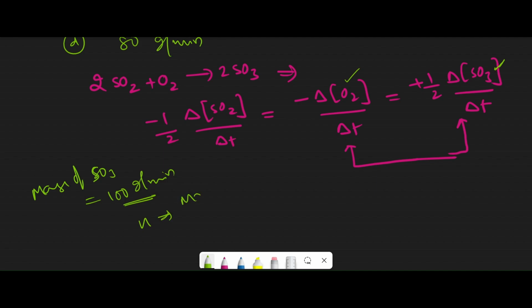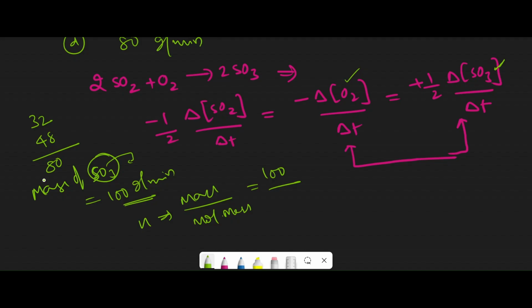Number of moles equals mass by molar mass, right. Here the mass is 100, divided by the molar mass of sulfur trioxide, which we need to calculate. The mass of sulfur is 32 grams and each oxygen is 16 grams. So 3 oxygens: 16 threes are 48, and adding these two we get 80 grams. Therefore the molar mass of sulfur trioxide is 80. So we get 5 by 4 moles. The concentration will be 5 by 4.